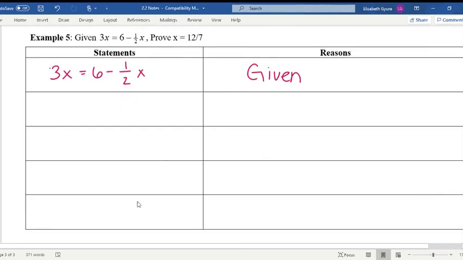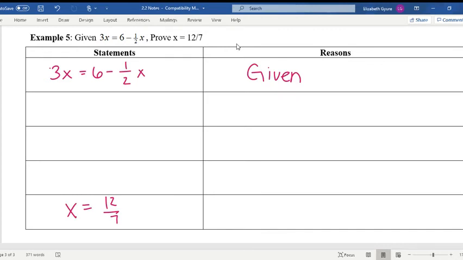Then my last statement is always my prove. It's where I'm trying to get to. I'm trying to prove x equals 12 over 7. Now, how am I going to do that? This is one where there's more than one good way to do it. I'm just going to show you one strategy because there's normally multiple ways to solve equations.